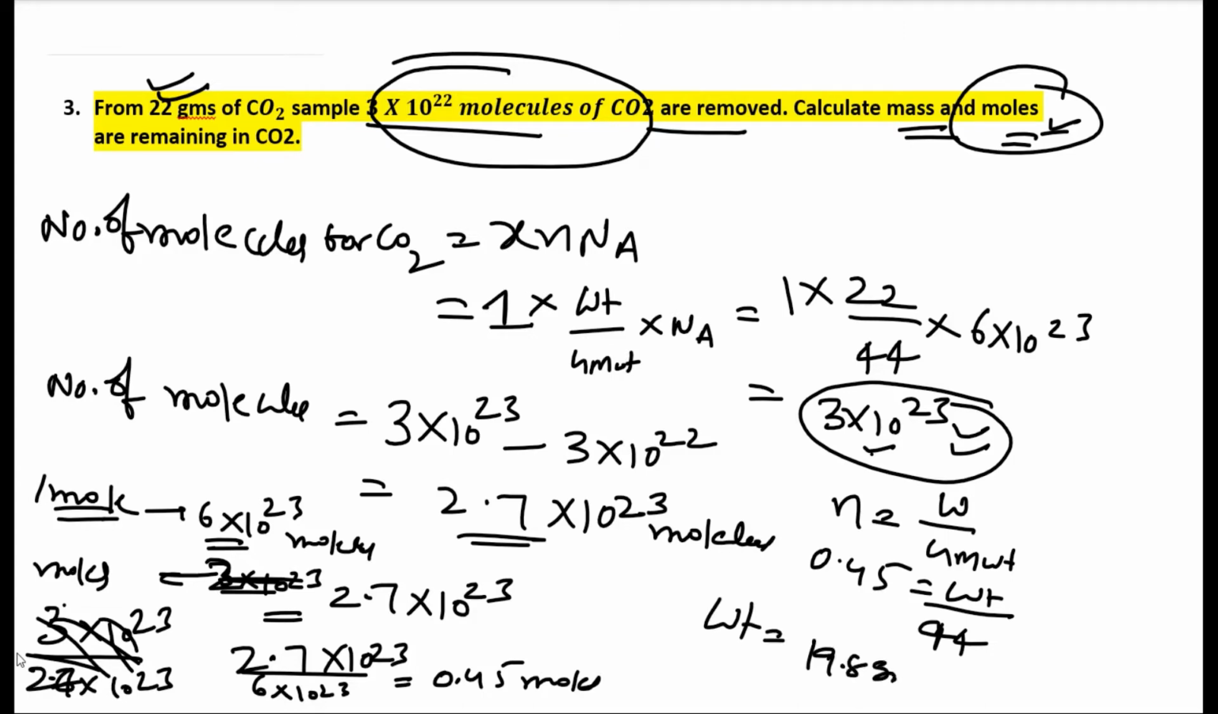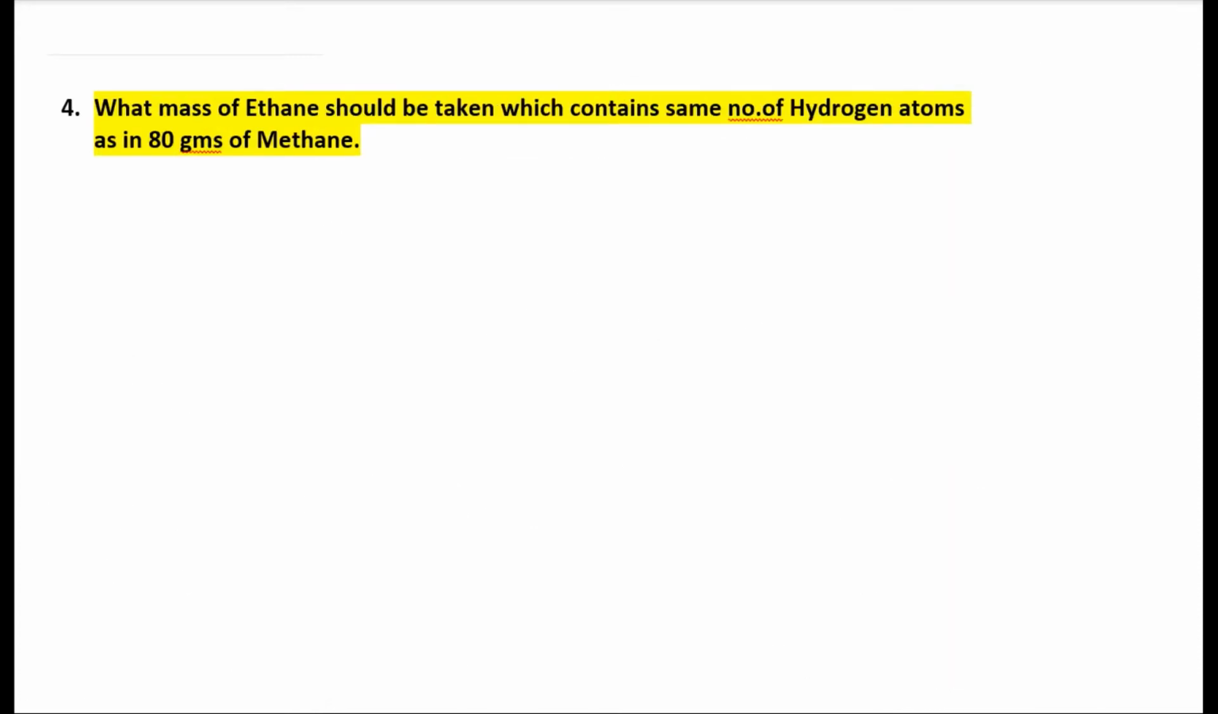What is the next problem? What mass of ethane should be taken which contains the same number of hydrogen atoms as in 80 grams of methane? So this is the fourth problem. The number of hydrogen atoms are the same in both: C2H6 is equal to CH4. They only told this, this is not my own writing. In the problem they given.